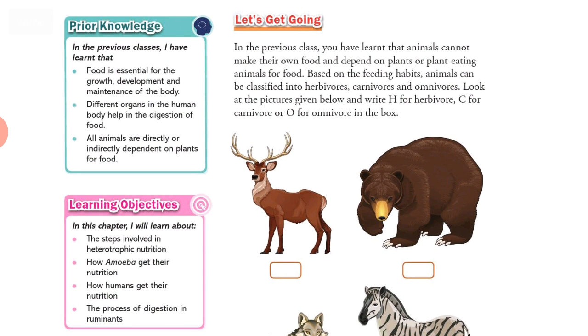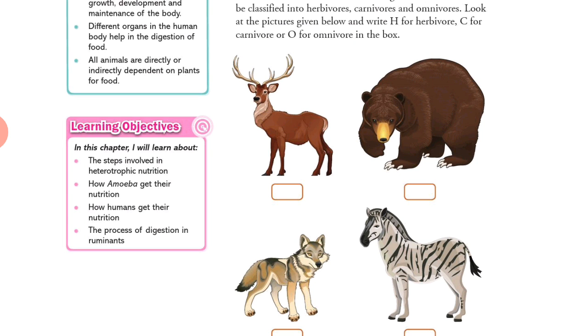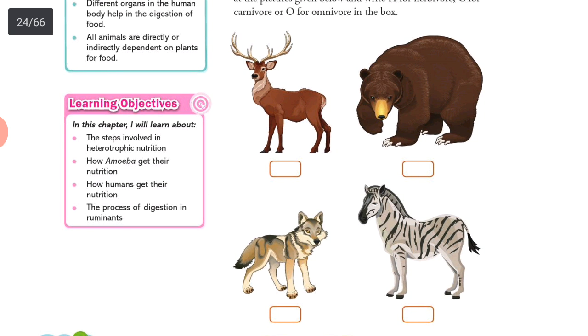In this pic, herbivores, omnivores and carnivores are shown over there. So you need to do one thing. Just find out which of the given four animals belongs to which category. If it belongs to herbivores, then place H in the box. If it belongs to omnivores, place O in the omni box. And if it belongs to carnivores, then place C over there.